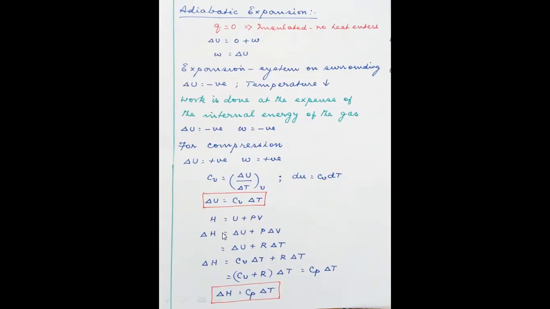Similarly, if you want to measure the enthalpy change in this process, H is equal to U plus PV, and if you introduce delta, delta H is equal to delta U plus P into delta V. I've already told you delta P into delta V can be written as R into delta T. So delta H is equal to delta U, from the previous equation, it is CV into delta T, and then this becomes R into delta T. Now delta T is common, so that can be taken out. So CV plus R.